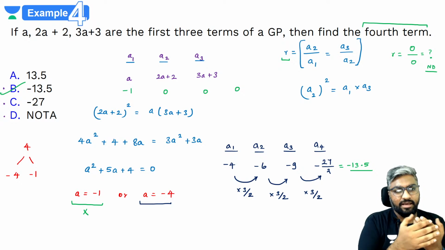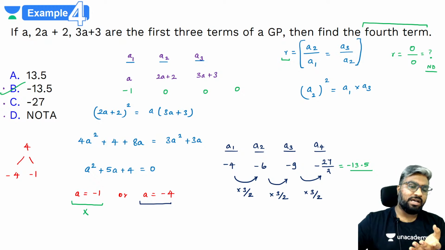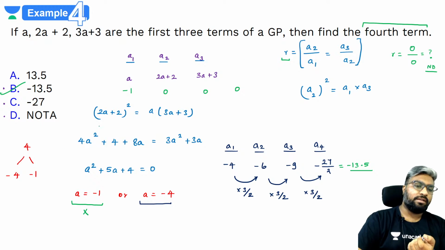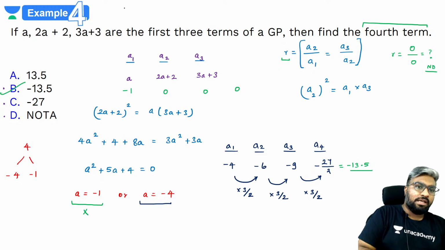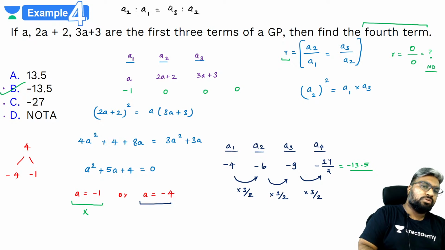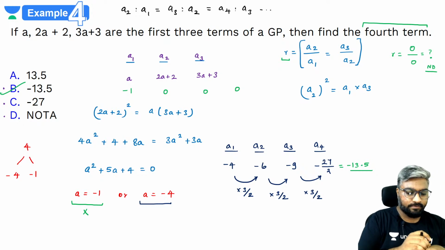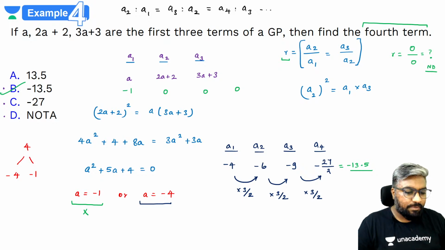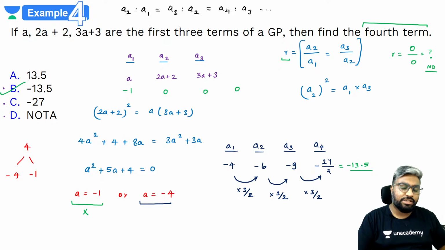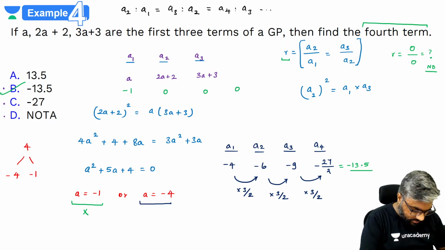So always remember, if GP, then you take the ratio. Consecutive ratio will always be equal. Yes, consecutive ratio will always be equal. Ratio of A2 to A1 should be equal to ratio of A3 to A2 should be equal to the ratio of A4 to A3 and so on. समझ गए? ओके ना? AP में अपन डिफरेंस लेते थे, यहाँ पे रेशियो ले रहे हैं बस. That's the only difference. Alright?